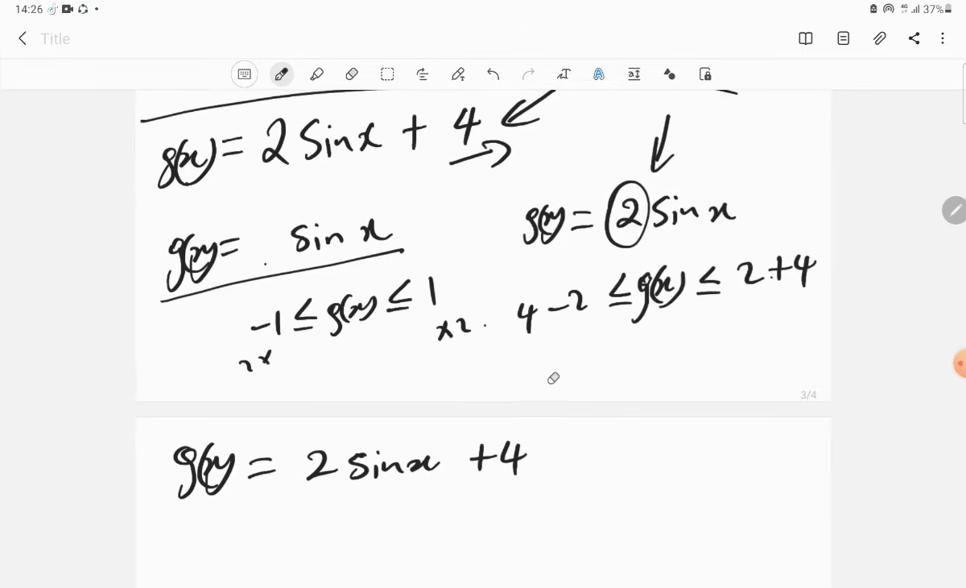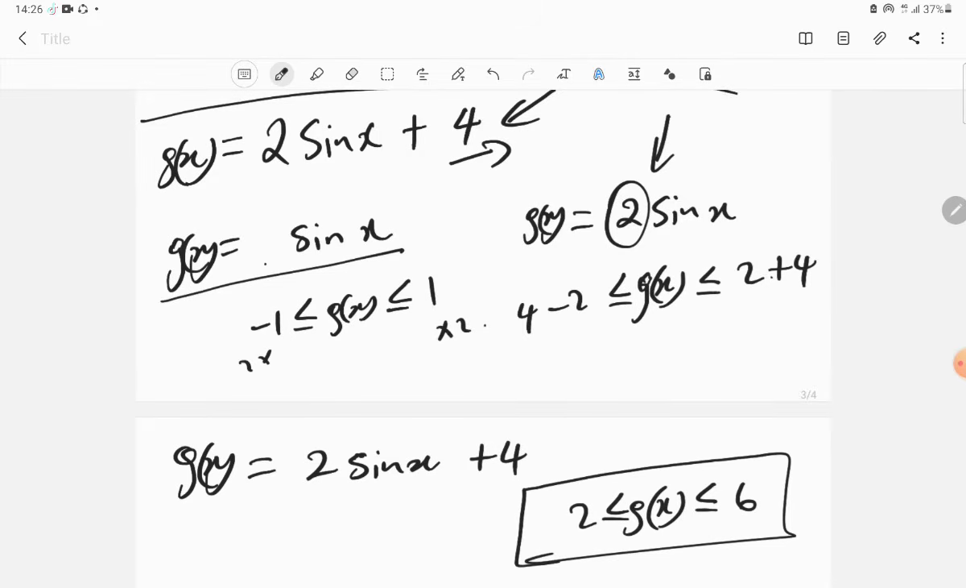So your new range, the range of this, remember you have g of x, is going to be greater than or equal to 4 minus 2, which is just 2, and less than or equal to 4 plus 2, which is just going to be 6. So the new range is going to be that.